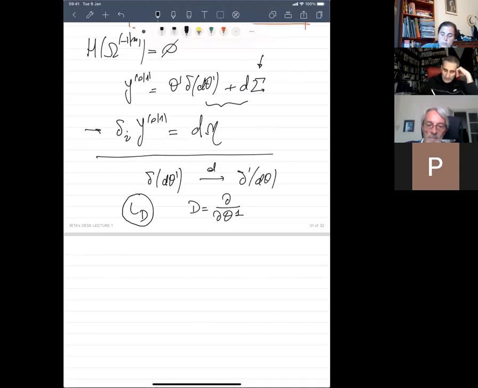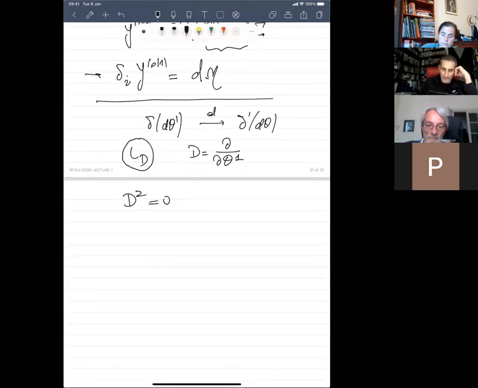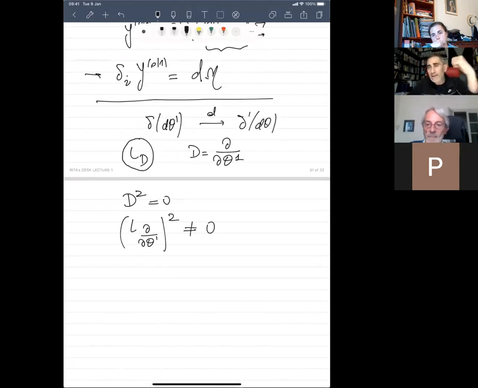Of course, it's anti-commuting. So if I get d squared, this is equal to 0. So it's an anti-commuting vector field, okay? Then I take the contraction operator along this vector field, d theta 1. Then it turns out that if I take the square of this operator, it is not 0. So a contraction operator along an odd vector is not a nilpotent operator.